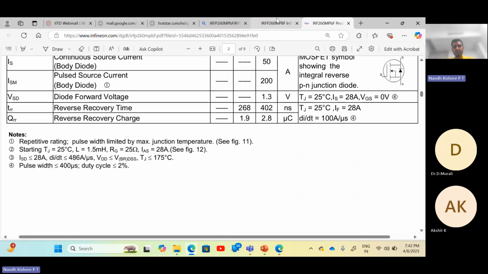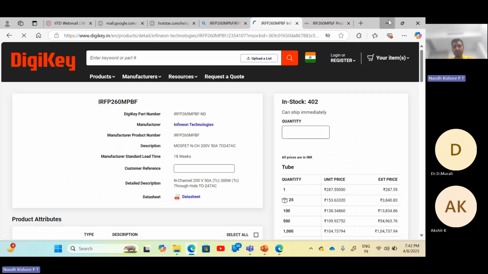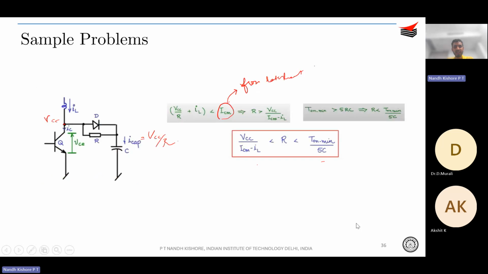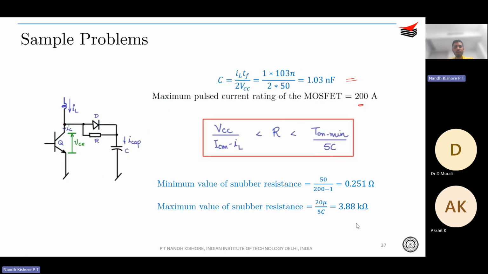So we will consider that as a maximum rating for our design. That is why, considering that scenario, we have designed the resistance. So VCC divided by ICM minus IL should be less than R, should be less than T on minimal by phi C. This is something you have learned from the lecture slides itself.